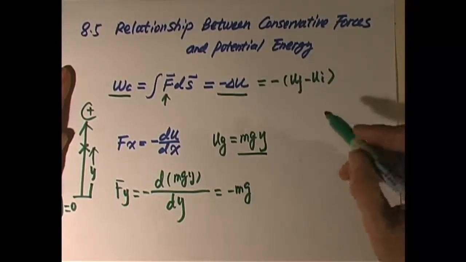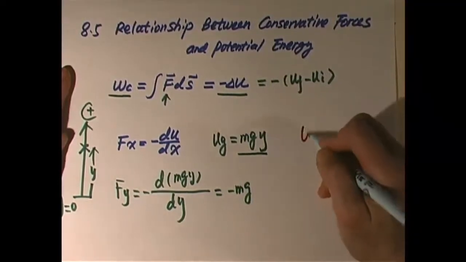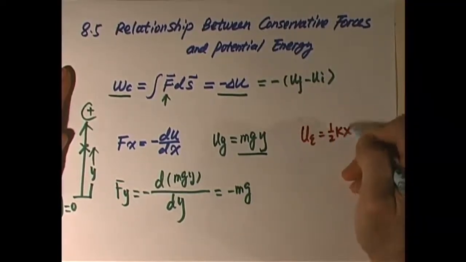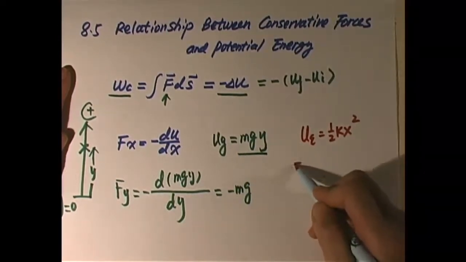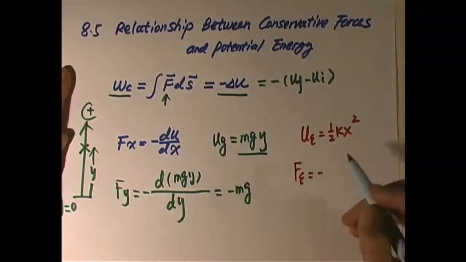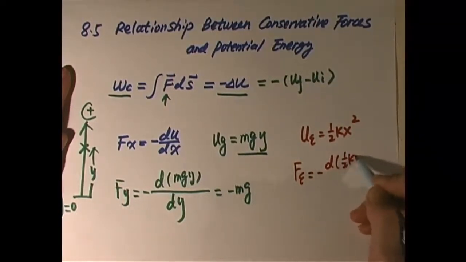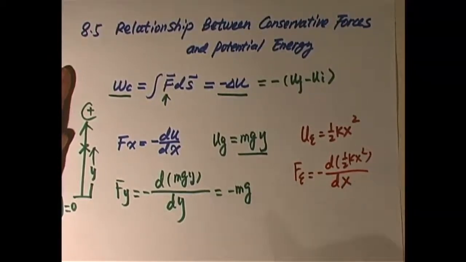Now, the elastic potential energy is one half k x squared, where x is the displacement of the end of a spring. The elastic force F is the negative of the derivative of that over dx, because it's the x direction, and we get negative kx. That is the elastic force. Negative means it is always in the opposite direction of displacement. If x is positive, the elastic force will be in the negative direction. So this is the relationship between conservative forces and potential energy.